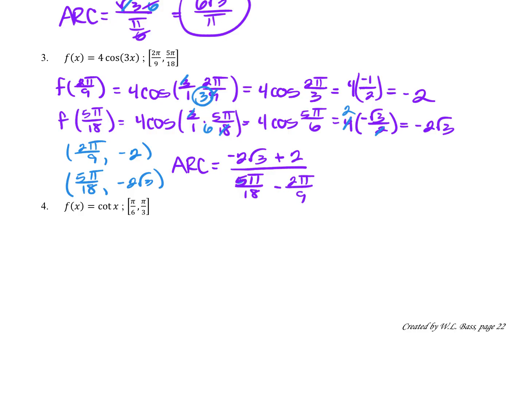Again, I like the whole common denominator thing, so I'm going to multiply this one top and bottom by 2. I'm going to multiply the numerator by 18 over 18. So this 18 and all of these will cancel. So my final answer is 18 times this whole numerator, so negative 36 radical 3 plus 36 all over 5 pi minus 4 pi, which is just pi.